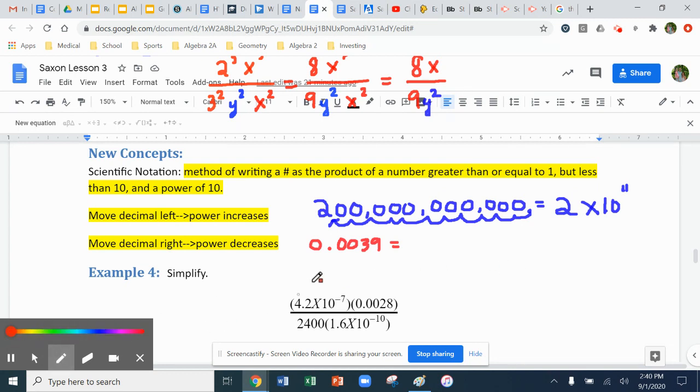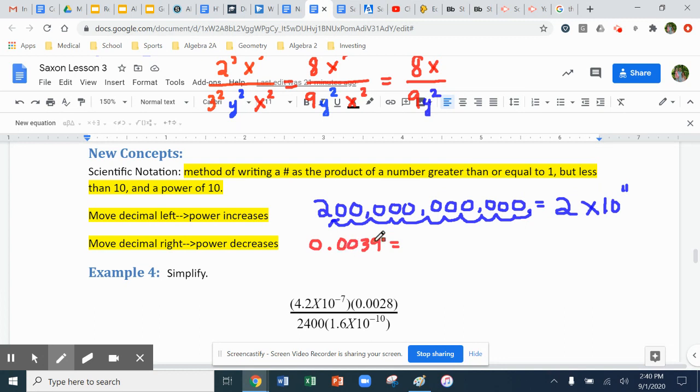The next number is 0.0039, and this is representing 0.0039 inches. So if you want to take a second to think about that, that would be the thickness of paper. So now we're going to rewrite this in scientific notation.